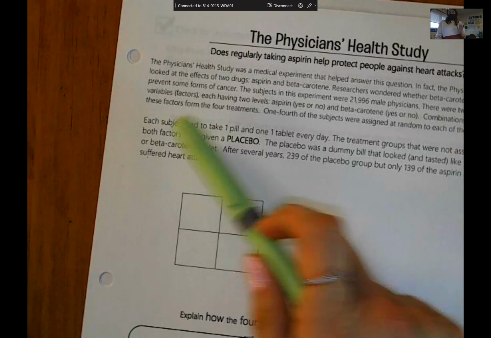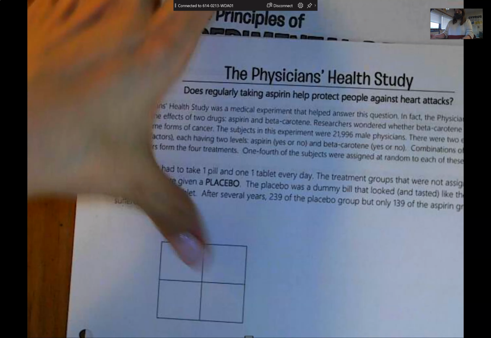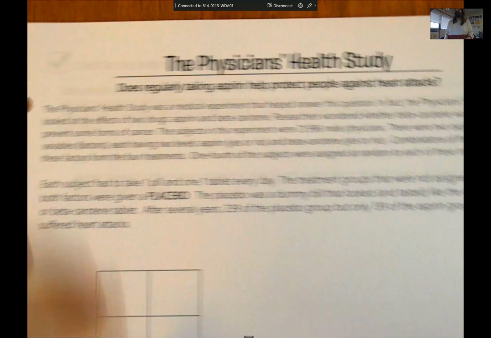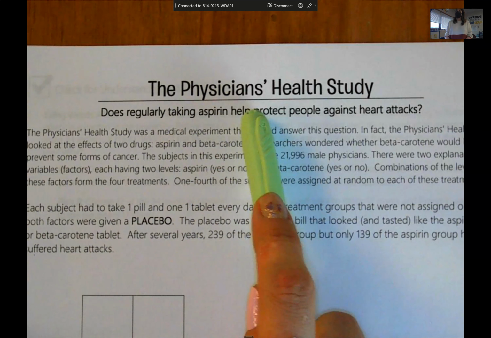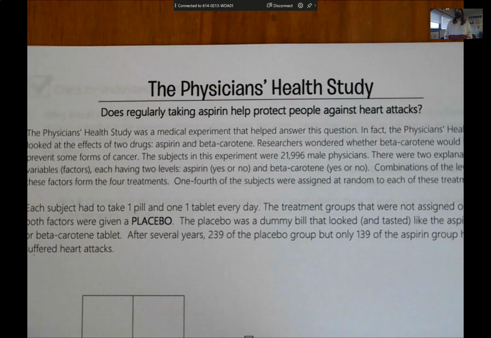So the physician's health study was a medical experiment that helped answer the question, does regularly taking aspirin help protect people against heart attacks? So in fact, the physician's health study looked at the effects of 2 drugs, aspirin and beta-carotene.